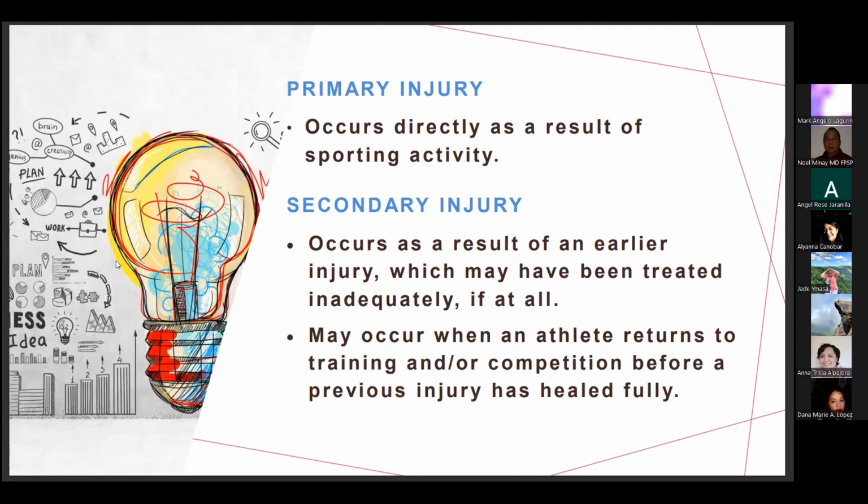Primary injury occurs directly as a result of sporting activity. The secondary occurs as a result of an earlier injury which may have been treated inadequately or not at all. Also may occur when the athlete returns to training and competition before a previous injury has healed fully.